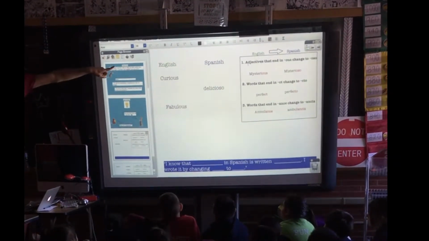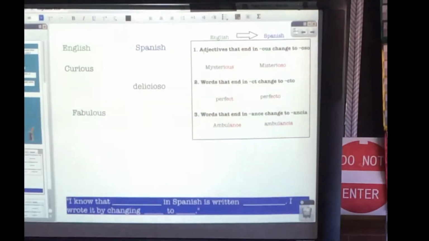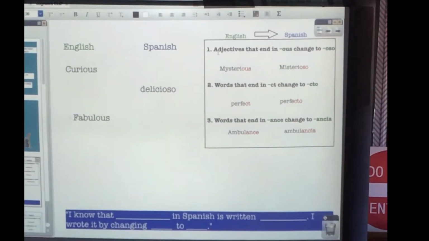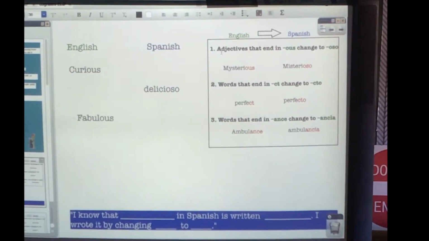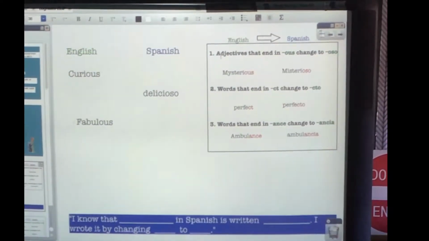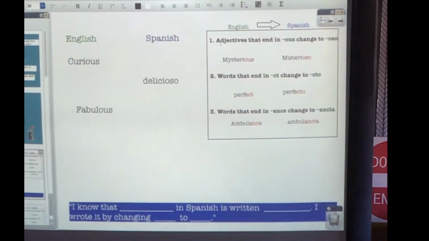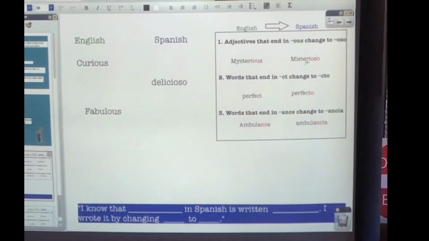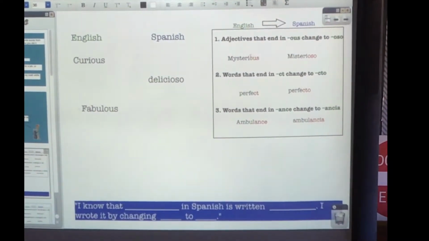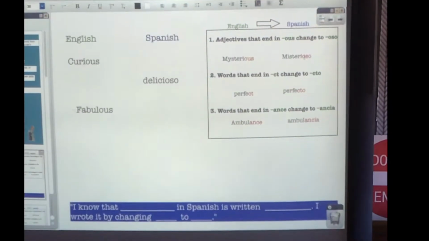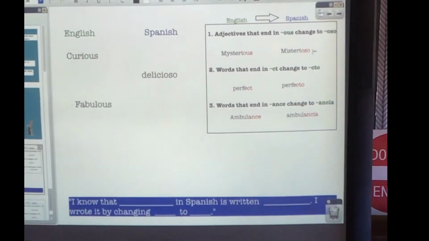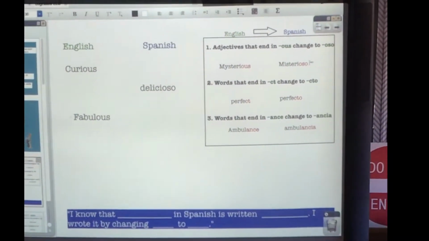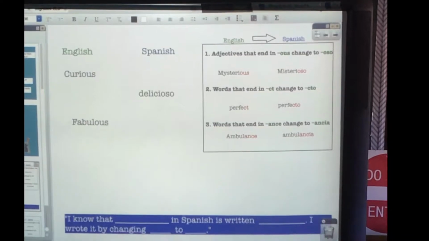So, it says, number 1. I see Lindsay has her eyes over there. Anna has her eyes. On number 1, it says, adjectives that end in ous change to oso. And that's our simpler word that you could always check. Mysterious. Misterioso. You see how ous changed to oso. Como cariñoso. Well, that one's a little different, right? Because it might not have a cognate.